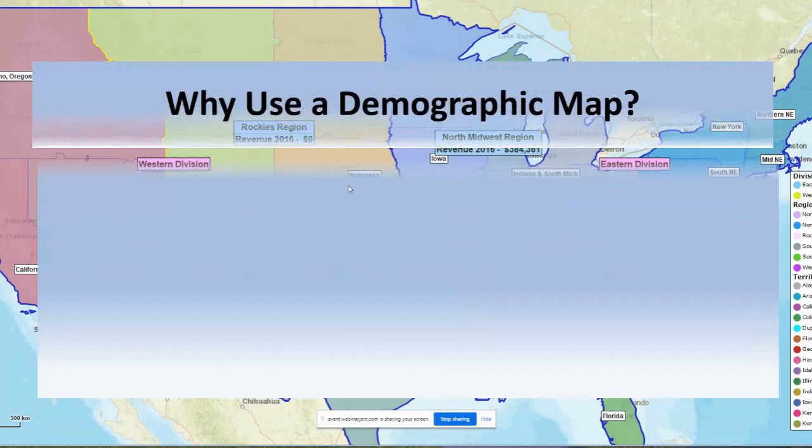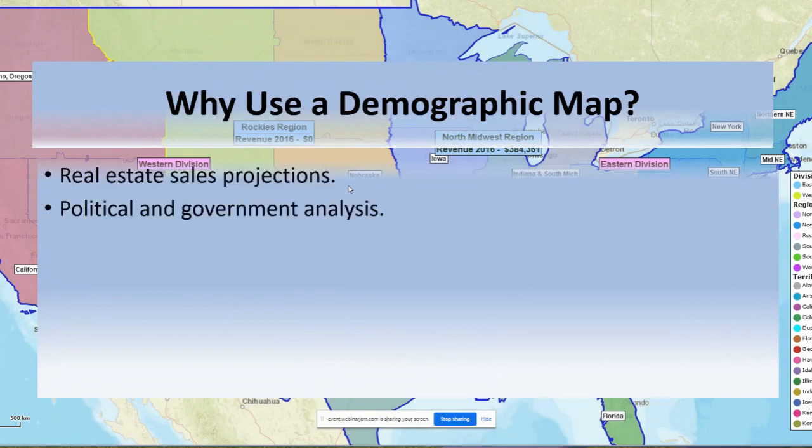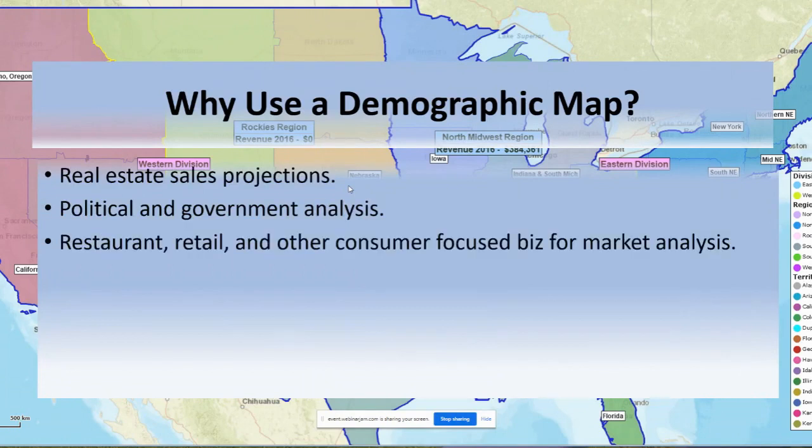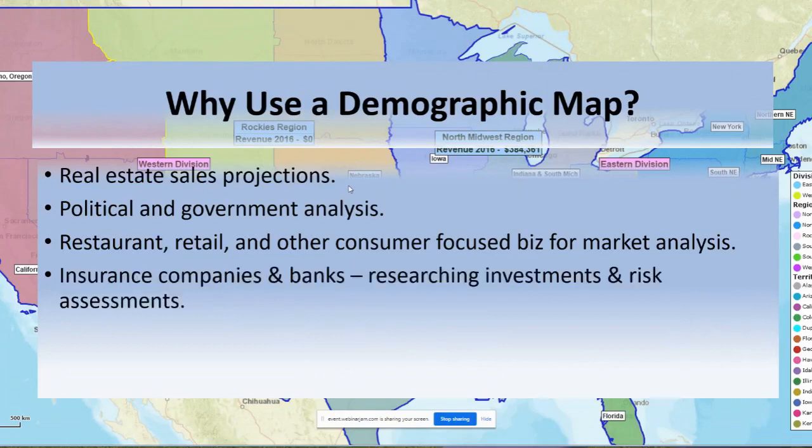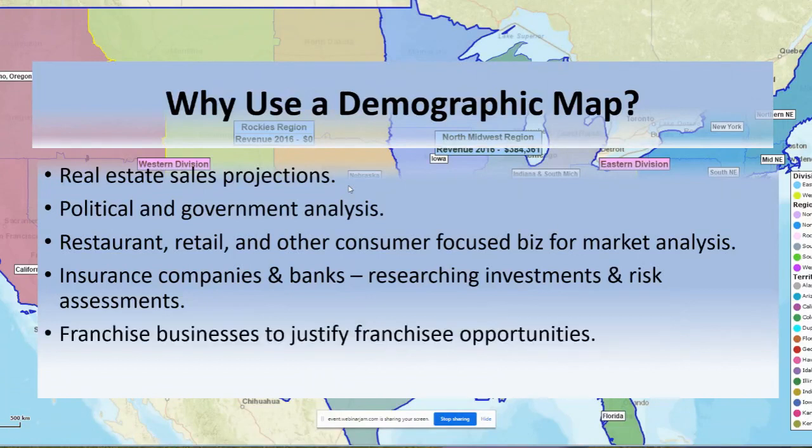So why would a business use a demographic map? There's a whole lot of businesses that use demographic mapping all the time. Some examples would be real estate for sales projections, and political analysis in general, political and government maps. Restaurant, retail, and other consumer-focused businesses use it for market analysis, which is a very common reason why people use demographic maps in Map Business Online. Insurance companies and banks use them when researching investments or conducting risk assessments.